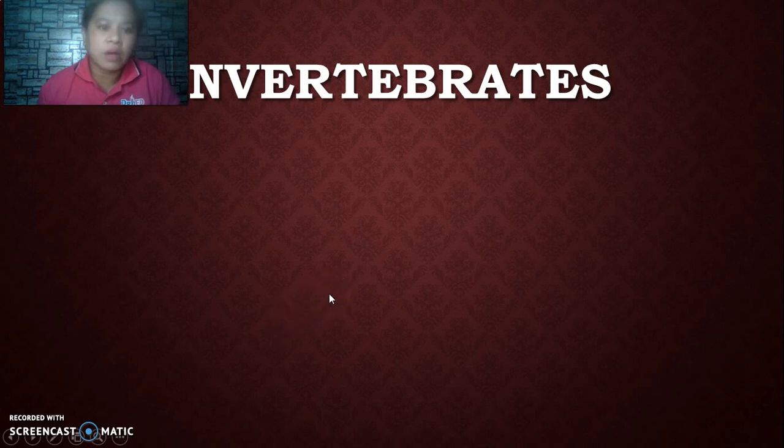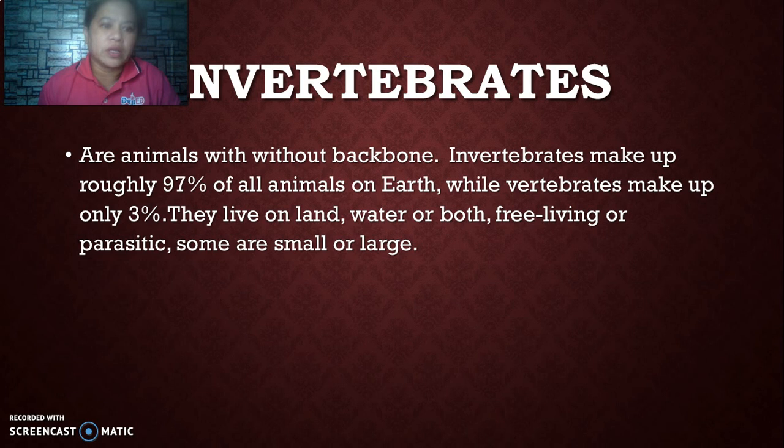Now let's talk about invertebrates. What are invertebrates? Invertebrates are animals without a backbone. Invertebrates make up roughly 97% of all animals on Earth, while vertebrates make up only 3%. They live on land, water, or both. They are free-living or parasitic, and some are small or large.